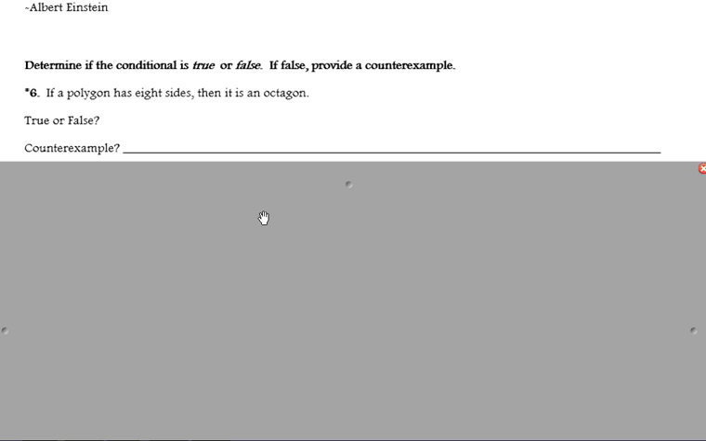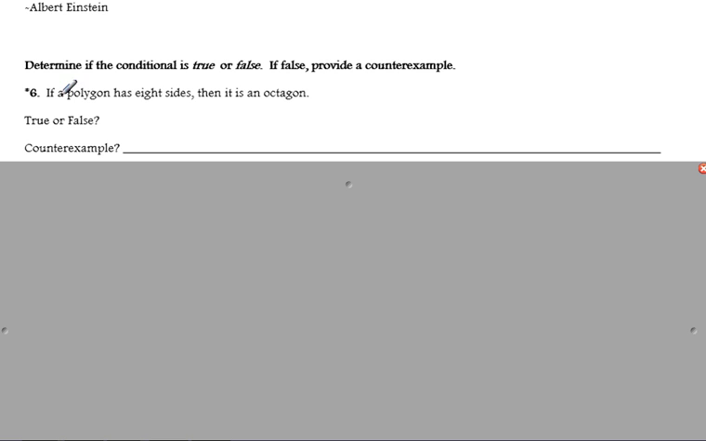Number 6, we want to determine if the conditional is true or false. If it's false, provide a counterexample. Remember, you cannot provide a counterexample for something that is true, because the definition of a counterexample says that you're proving a statement is false. So if this is true, then there should be no counterexample.